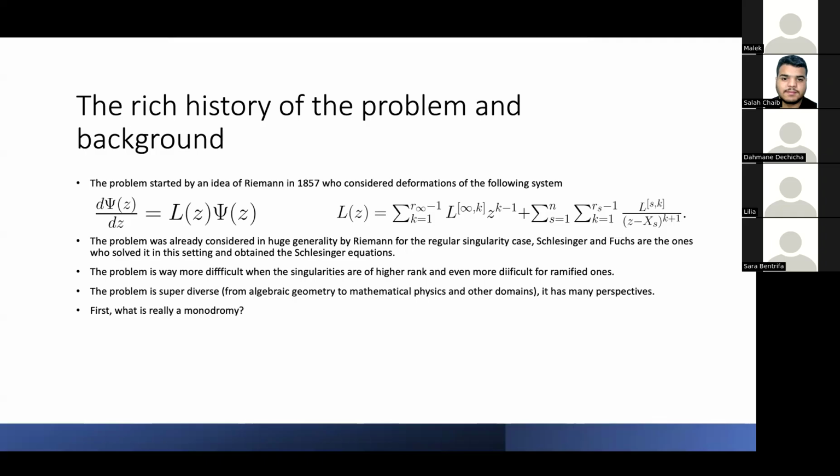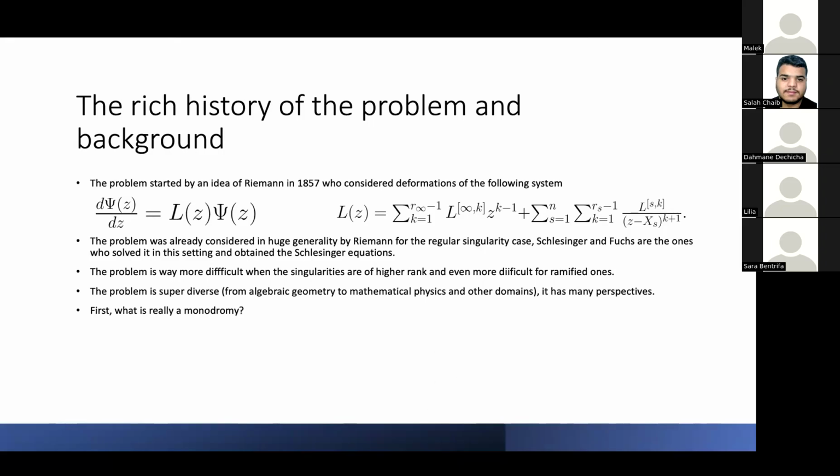The problem, however, is super difficult when considering higher order poles. For arbitrary R infinity, for arbitrary RS, this becomes way more difficult and it's not super easy to get. Here in my equation, just for clarification, the L infinity K and the LSK are just matrices, okay? And the Z is the local coordinate that I'm taking on the Riemann sphere for the moment, so just the complex plane with the point at infinity.